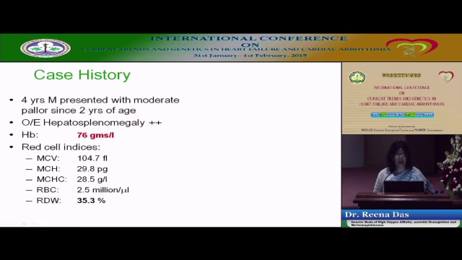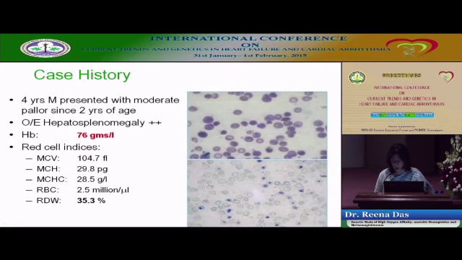So the second case, this is a 4 year old male. He presented with a moderate pallor at the age of 2 years. He had hepatosplenomegaly and quite severe anemia with 76 grams per liter. The indices were showing slight macrocytosis, and the RDW was very high, which shows that there's a lot of anisopoikilocytosis happening. So this is one of the representative smears, and it shows that there were many spherocytes on the smear, some target cells were there, and some polychromatophilic cells, and the reticulocyte count was high.